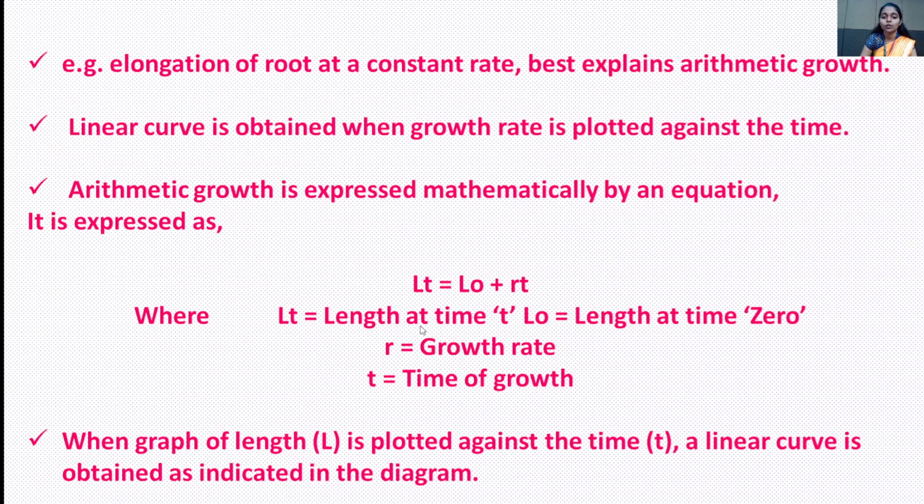Lt means length at time t. L0 means length at time 0. r is equal to growth rate and t is equal to time of growth. These are the terms of the mathematical equation. Moves to the next slide.